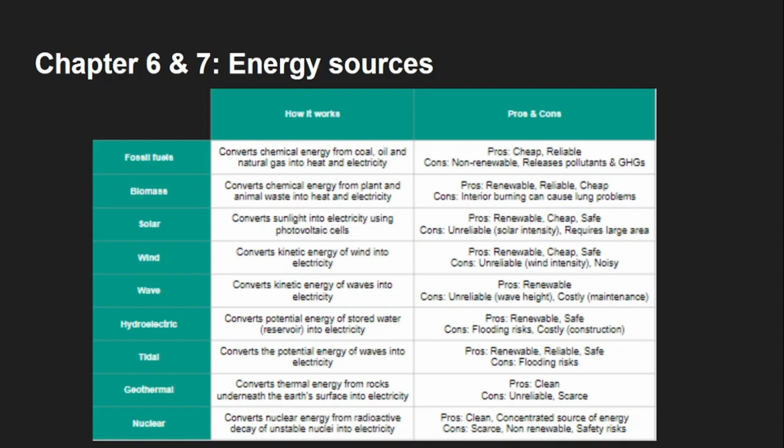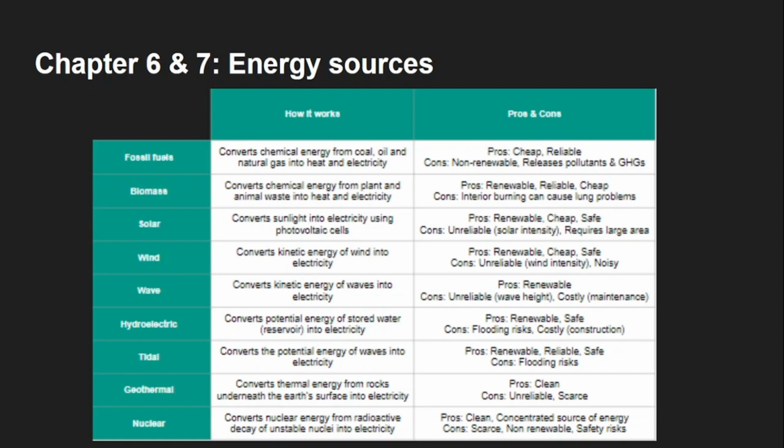But the cons are it's unreliable. It depends on solar intensity. So in countries like the UK, which is a classic example, the business case for it is not that great. And also in all parts of the world, when it's night time, you are not going to be able to make any electricity. And it also typically requires a large area to be able to realize a viable amount of electricity or energy from solar.